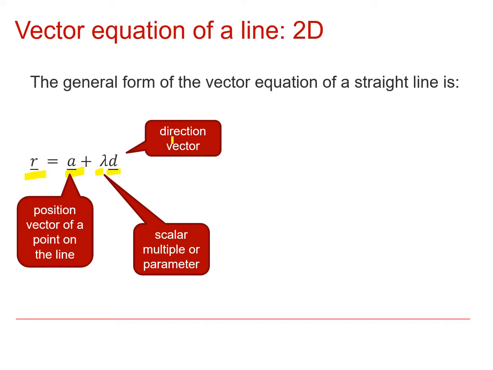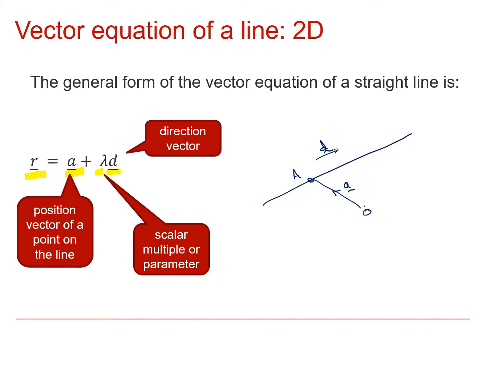d is the direction vector, so that's the direction of the line, a vector parallel to the line. Lambda is a multiple, we sometimes refer to that as a parameter, it's a scalar multiple of d, and a is the position of a point on the line. So if we have a line like this, we may know this point here, I'm going to call that a, and that has a position vector relative to the origin, so that's a, and the direction of this line is d.